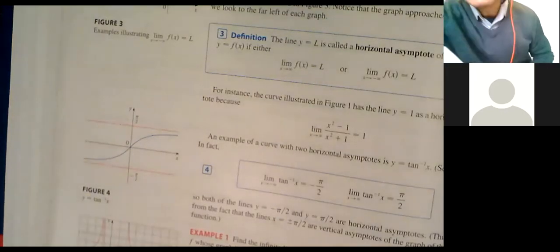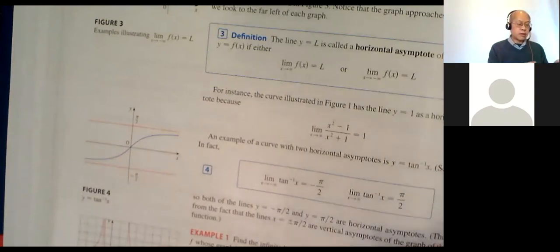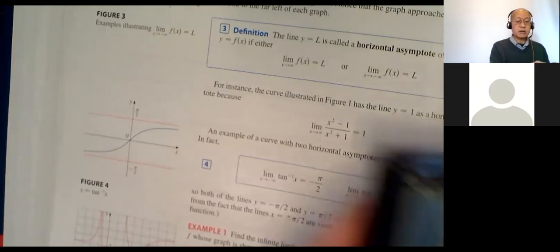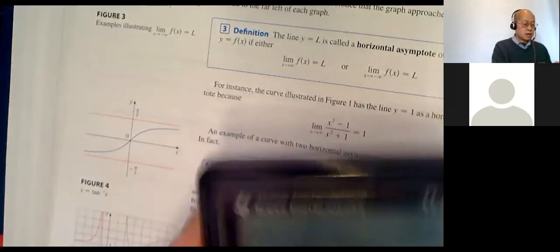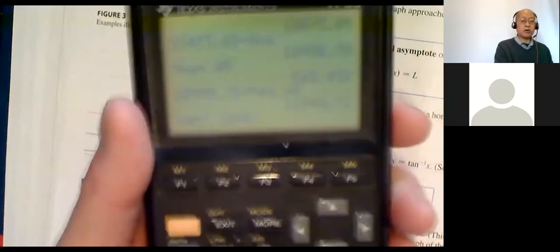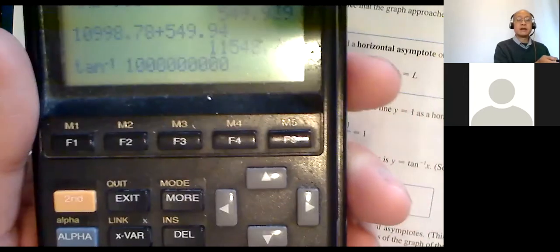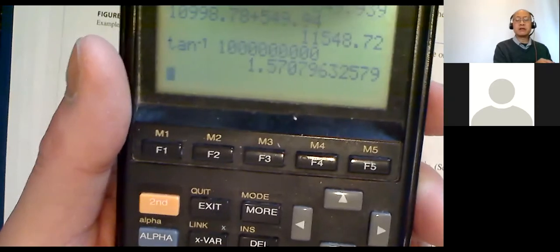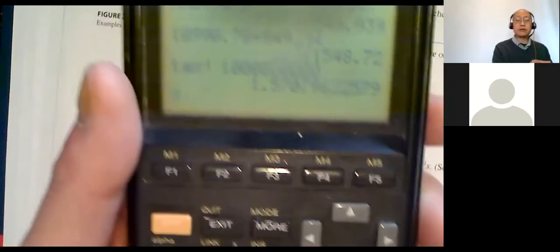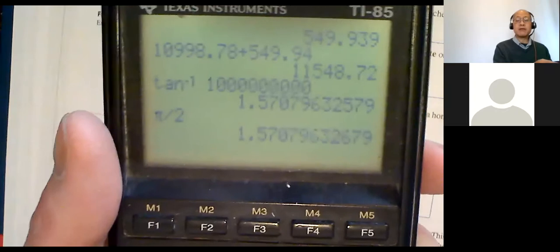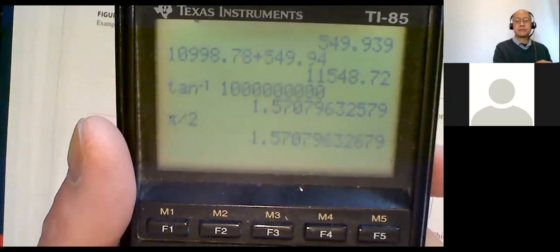See if I got my calculator here. Make sure that you're in radian mode. Let me check my mode. Yes, I am in radians. So if I do inverse tangent of a super big number, I'll just put 1 and then a whole bunch of zeros. 1.57. That's supposed to be pi over 2. Let me actually type out pi over 2. Pi divided by 2. There it is. Every digit's the same.